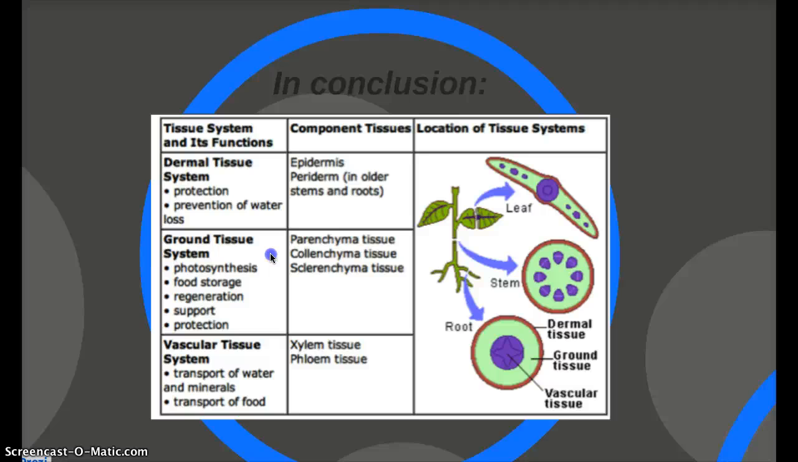And lastly, the vascular tissue system that transports water and minerals throughout the plant is made up of the xylem and the phloem, in which the xylem carries water and minerals from the roots to the rest of the plant, and the phloem are the living cells that move carbohydrates to where they're needed and stored.